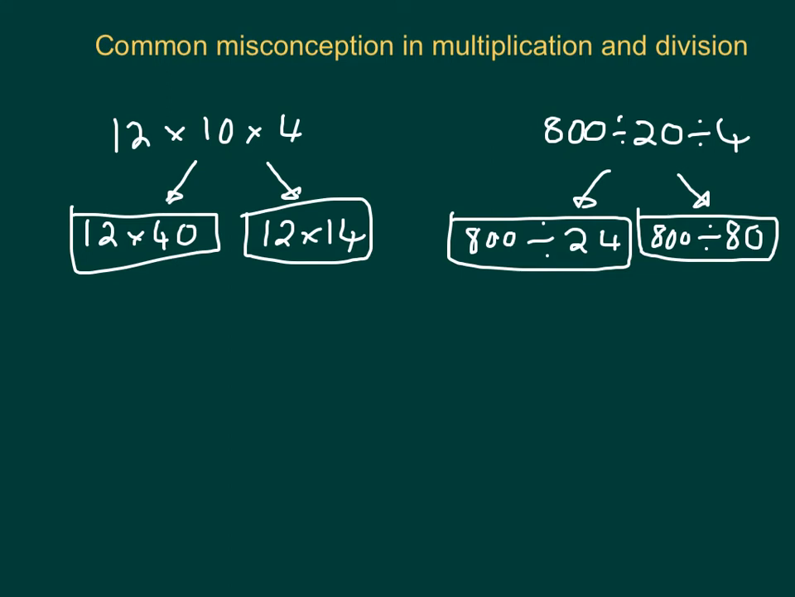Now I want to have a look at a common misconception, and that's where we're doing a multiplication or a division in two steps. I've put up 12 times 10 times 4, and then 800 divided by 20 and divided by 4. Now you might think that the first one is 12 times 40, or you might think it's 12 times 14, and similarly the second one you might see is 800 divided by 24, or 800 divided by 80. I want you to see if you can figure out which one it is and why. Pause the video and have a think.